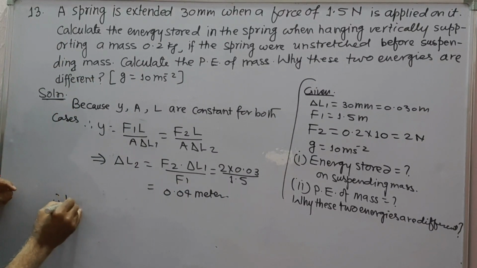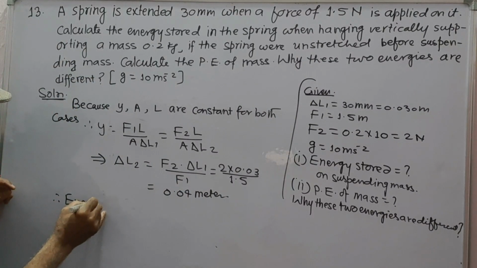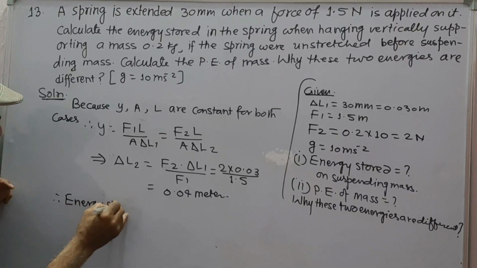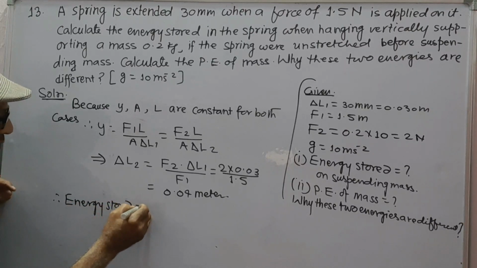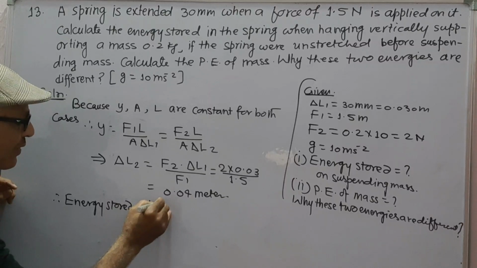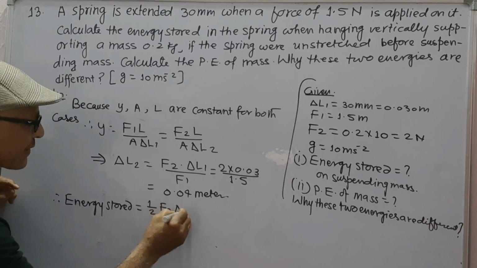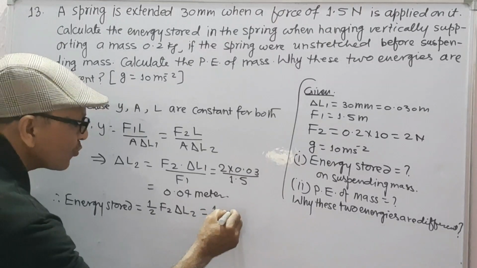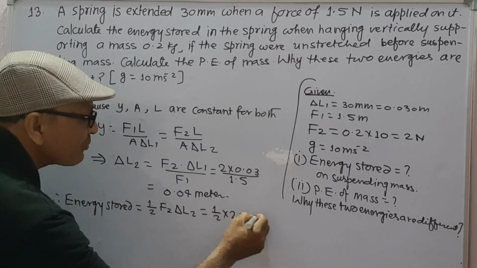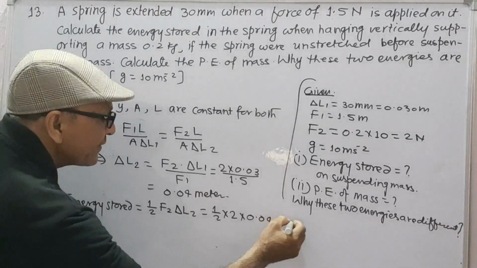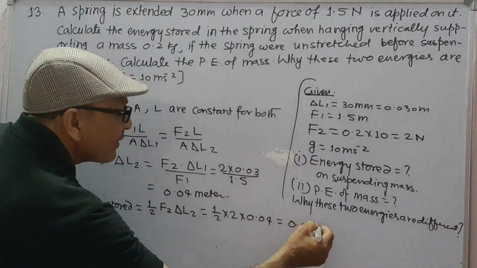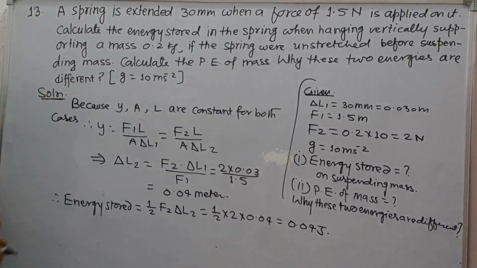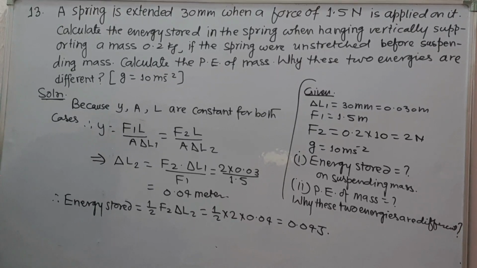Therefore energy stored will be equal to 1 by 2 F2 into delta L2, 1 by 2 into 2 into 0.04, that is 0.04 joule. First part. Now second part.